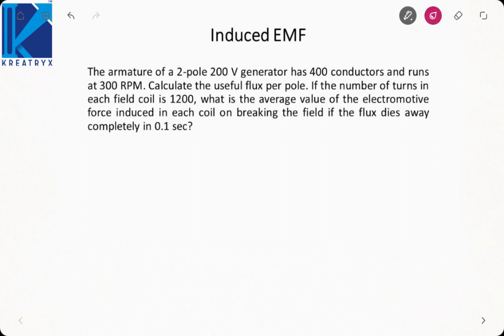It is saying the armature of a 2-pole 200 volt generator. So this 200 volt is basically terminal voltage. Has 400 conductors. So Z is 400. Runs at 300 RPM. N is 300 RPM. We need to calculate the useful flux per pole.